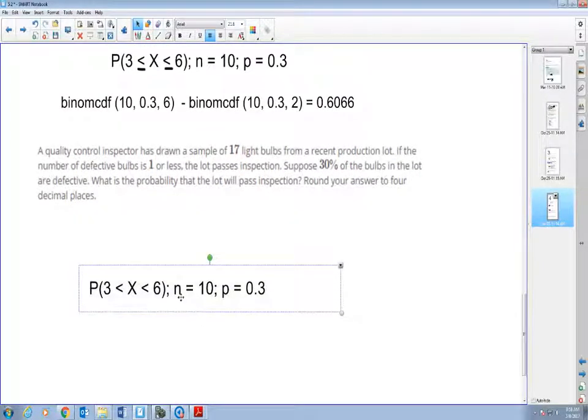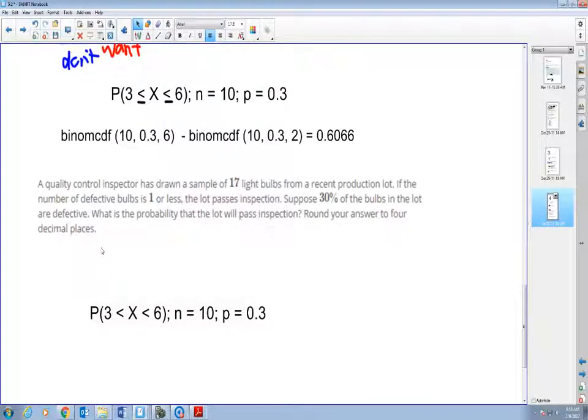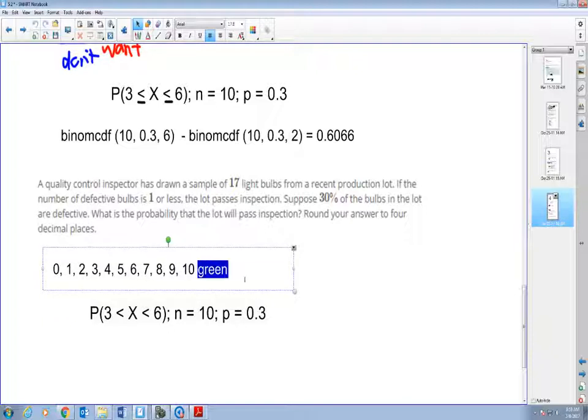If one, I got all the way up to 17 light bulbs, 0 all the way up to 17. So I'm just going to say 0, comma, dot, dot, dot, comma, all the way up to 17 light bulbs. If the number of defective light bulbs is 1 or less, the lot passes the inspection.